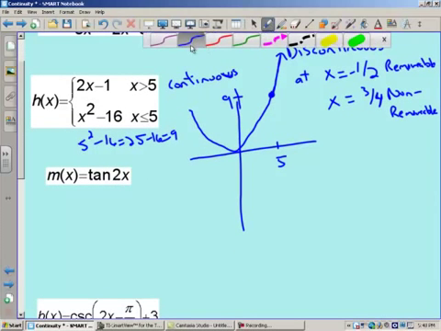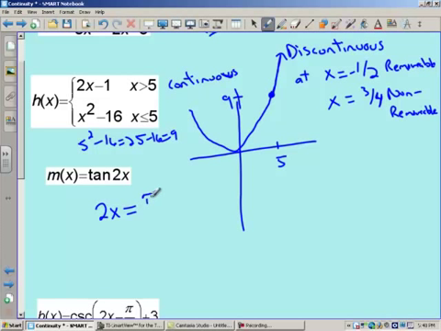And where are those vertical asymptotes? Tangent has vertical asymptotes at pi over 2 and at negative pi over 2. I'll just find this first one here. This first one happens at pi over 4 for tangent of 2x. It's discontinuous there, and it's a non-removable discontinuity as well.